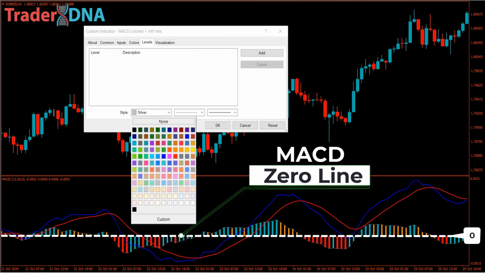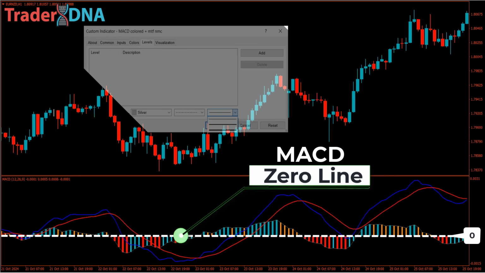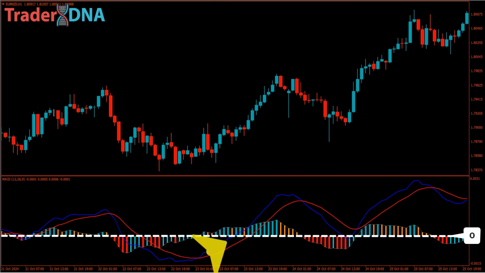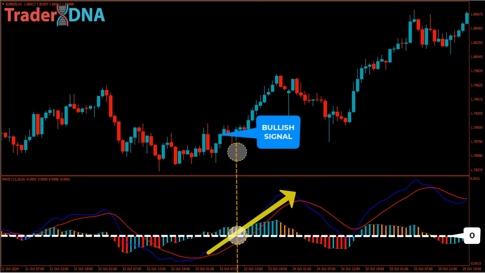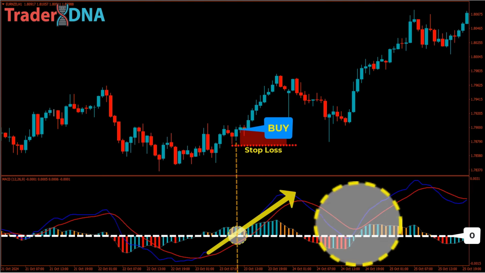The zero line serves as a pivotal point in determining whether the market is trending bullish or bearish. When the MACD line crosses from below the zero line to above it, this is typically seen as a bullish signal, suggesting that upward momentum is building and a potential buy opportunity could be on the horizon.